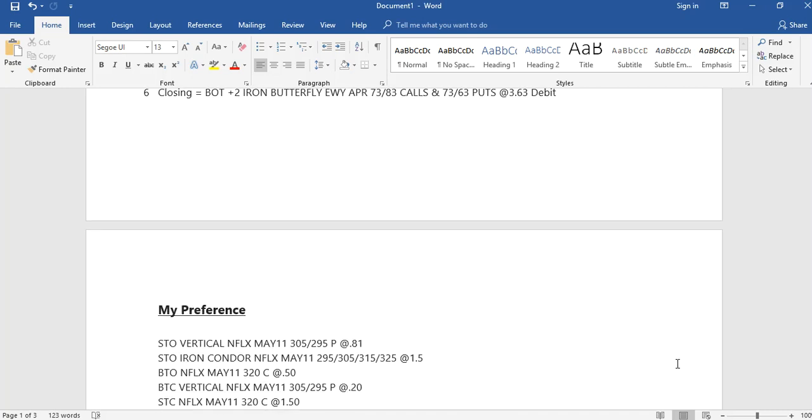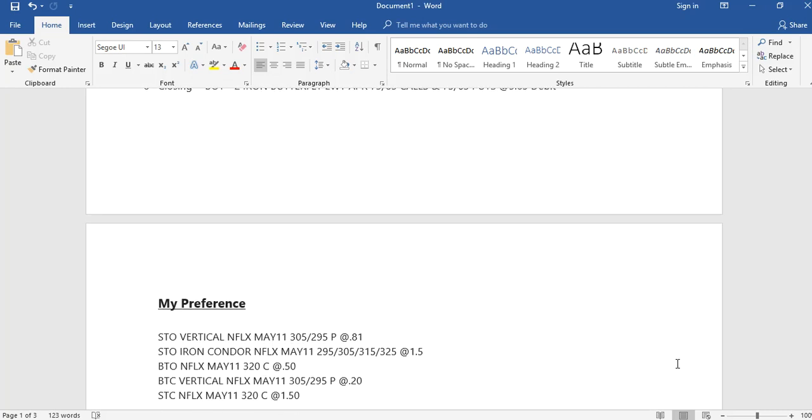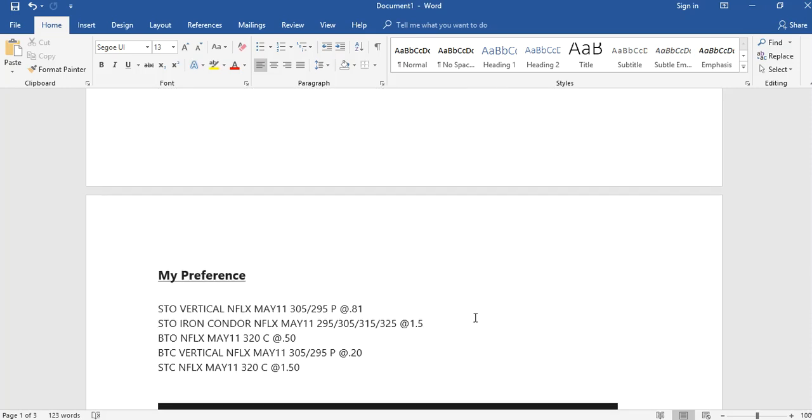I put some examples of what my personal preference is based on all the above examples we saw. I definitely like using the STO, BTO, BTC, STC abbreviation so that I know 100% what that trader was doing. So when I see this sell to open, I know that they were selling to get into the trade, and in this case, it's a vertical spread. So I know they're selling a vertical spread on Netflix for the May 11th expiration. Here are the two strike prices. It's a put, and they received an 81-cent credit since they're selling. I know it's a credit.